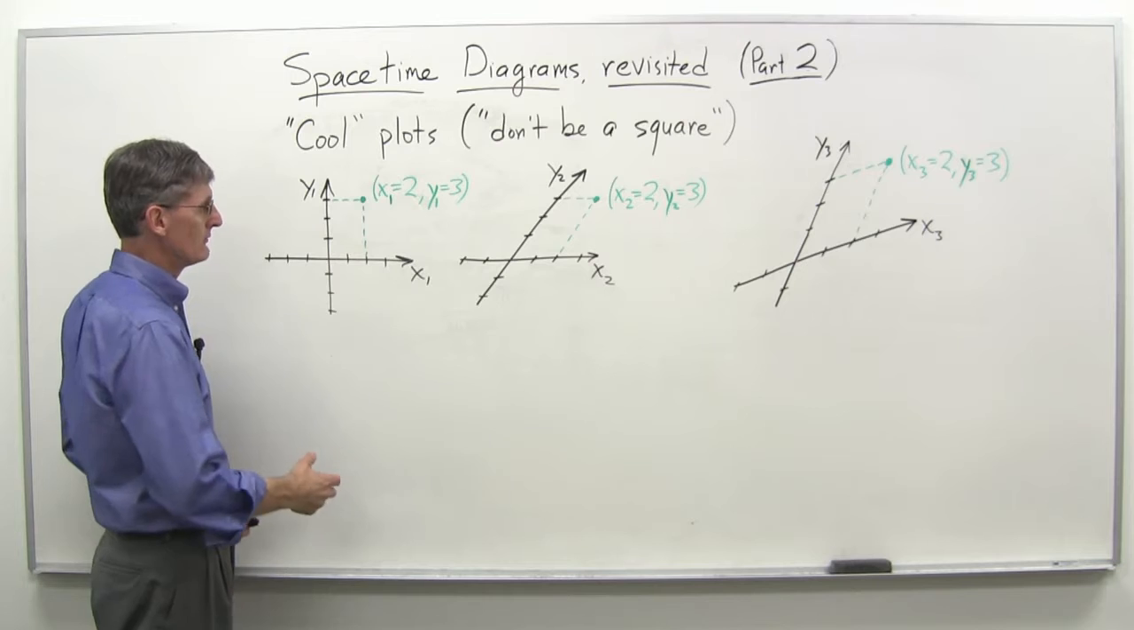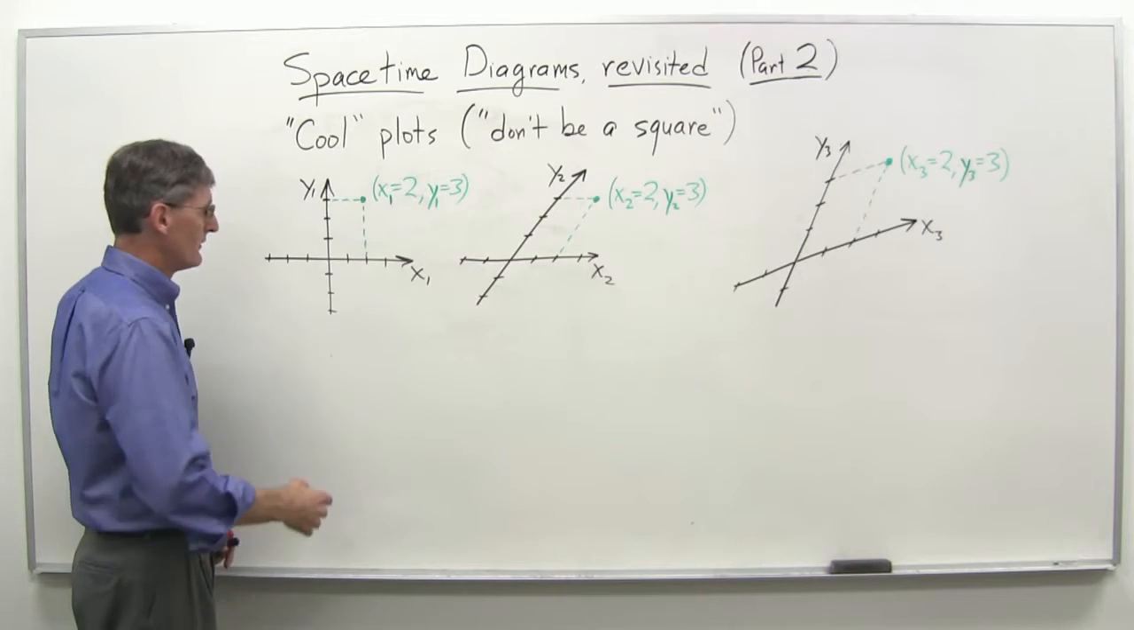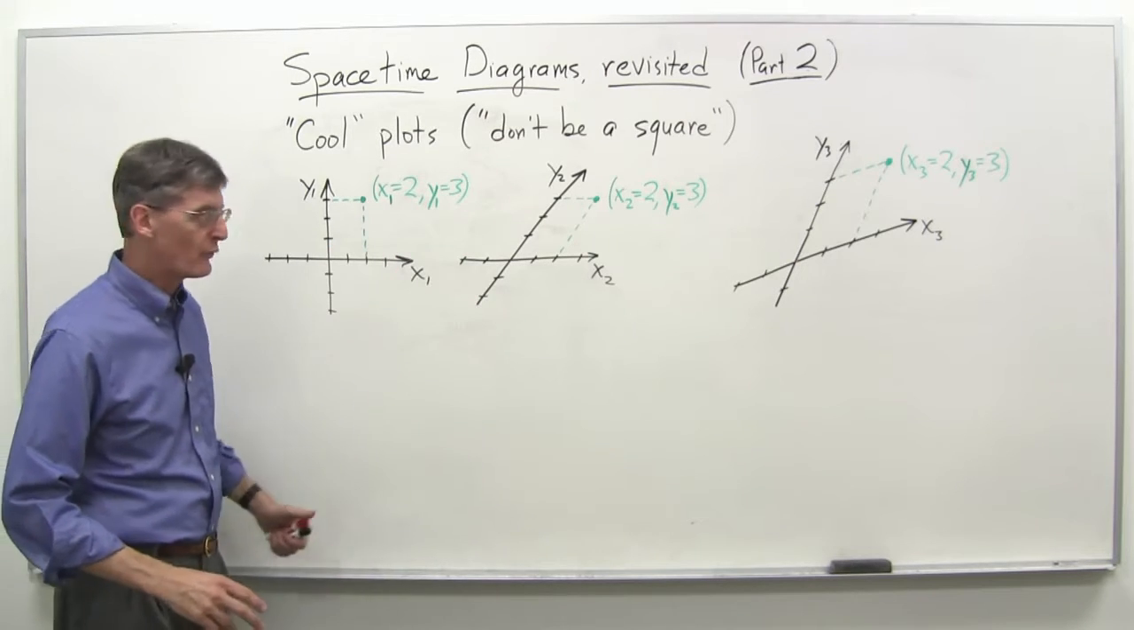Non-square plotting, to bring it back to don't be a square. If you don't like that reference, you can ignore it. It's not important for our purposes here.